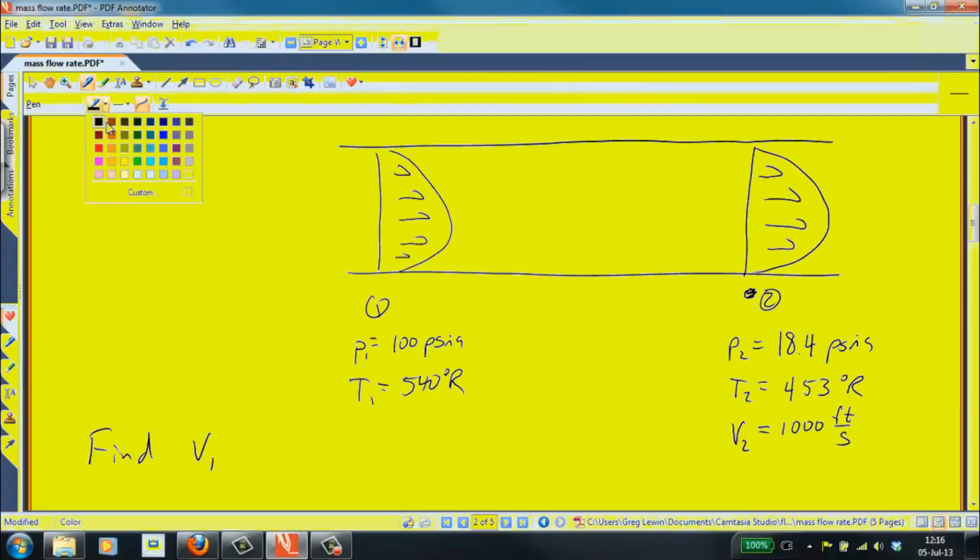So the first thing that we do is what we always do, which is we define ourselves a control volume, which I will draw in red here. It will be the fluid just inside the pipe, with the inlet being up here at section 1 and the outlet being down here at section 2.